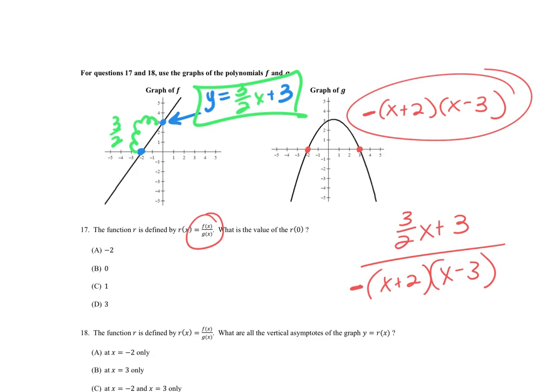Technically it's flipped upside down. So that should be negative.